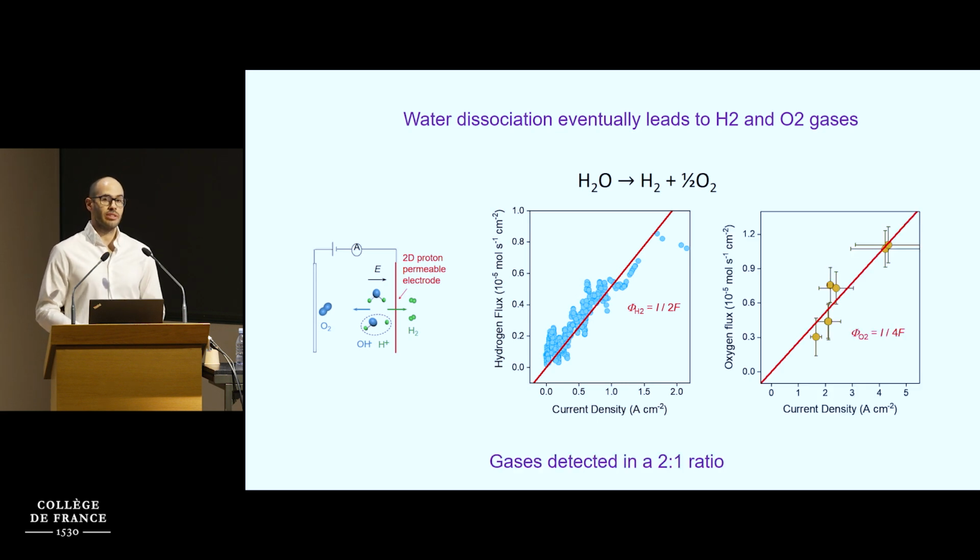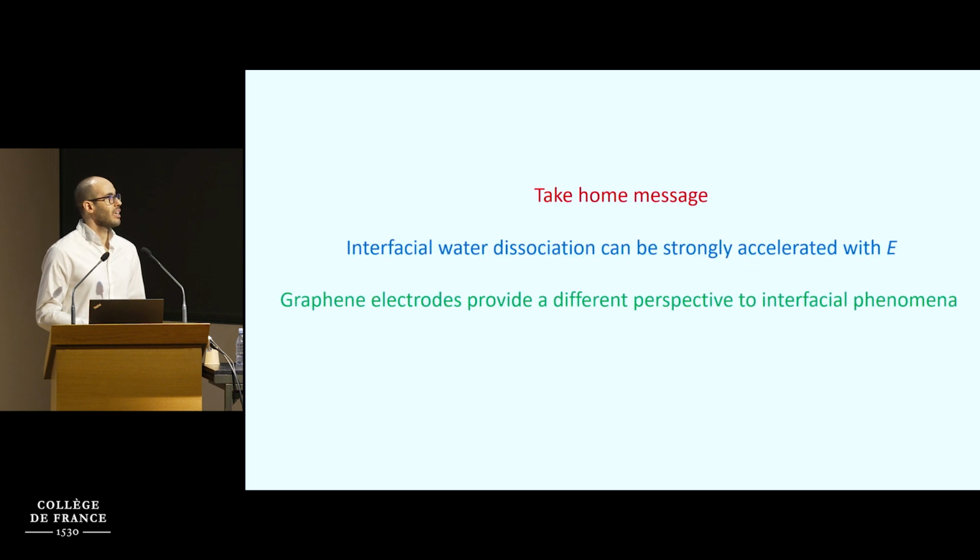You can also measure the amount of oxygen being generated. Of course, you split a water molecule, you generate hydrogen, but on the opposite electrode here, you're going to generate oxygen molecules. We can also do this with this system, and we find this relation, which is 4 electrons to generate this molecule. So what we find is a 2-to-1 ratio between hydrogen and oxygen. And with that, I would like to leave you with the take-home message that we believe that interfacial water dissociation can be strongly accelerated with interfacial electric field, and that graphene can be used as a proton permeable electrode to provide a different perspective to interfacial water phenomena.